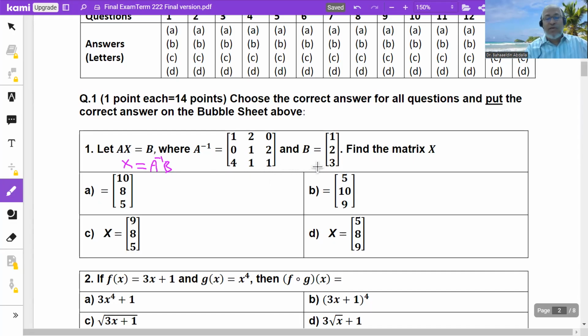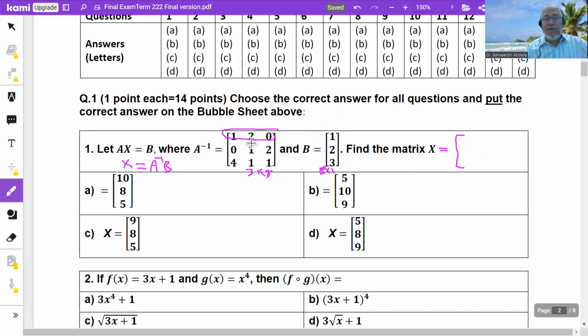Well, A inverse is given, B is given. Now we need to multiply A inverse times B. So we have A inverse, a 3 by 3 matrix. B is 3 by 1, 3 rows, 1 column. So the answer would be 3 by 1. So the first row multiplies by the column, the only column in B.